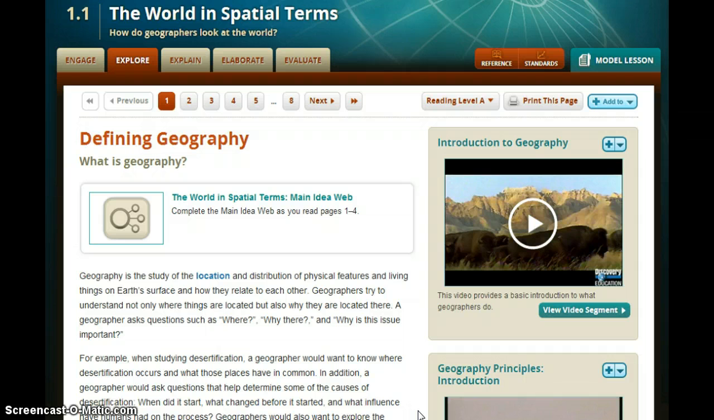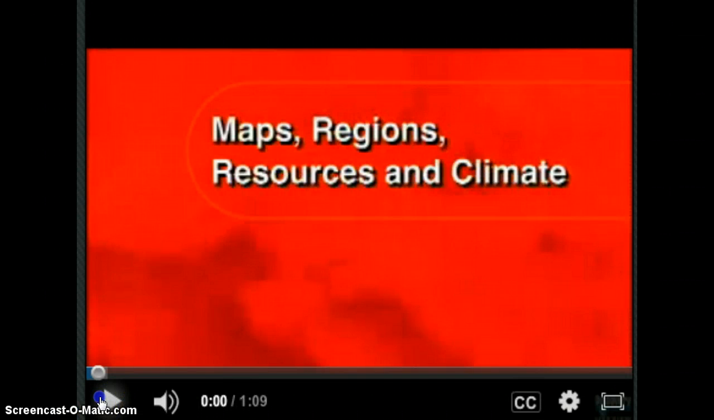Defining geography. What is it? Geography is the study of the location and distribution of the physical features and living things on Earth's surface and how they relate to each other. Geographers try to understand not only where things are located, but also why they are located there. A geographer might ask questions such as where, why there, and why is this issue important? Let's take a look at the Introduction to Geography.